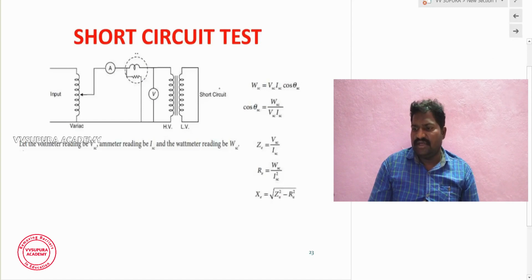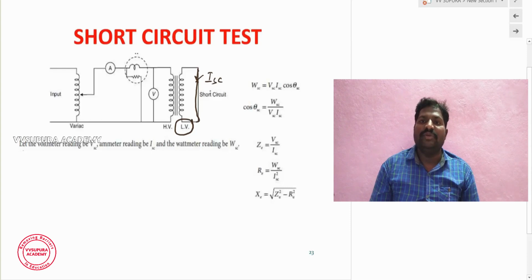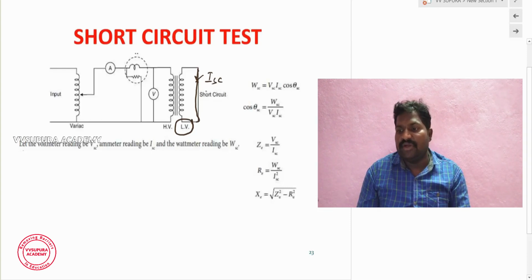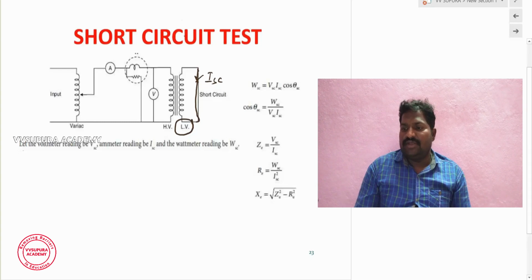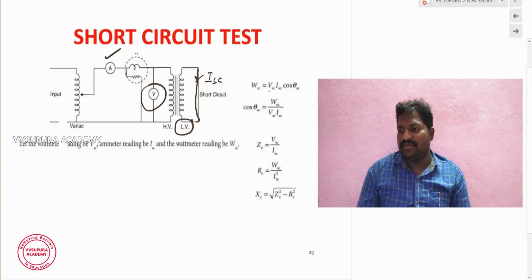The next test is the short circuit test. Short circuit means the secondary terminal is short circuited, and it is done at the low voltage side. We slowly increase the input side voltage until the short circuit current ISC reaches the rated current. The ammeter reads ISC, the voltmeter reads VSC, and the wattmeter reads the short circuit power.